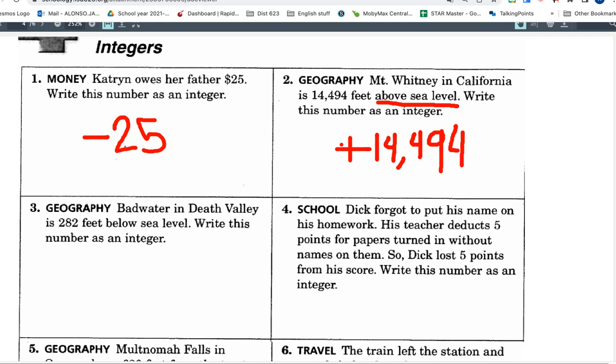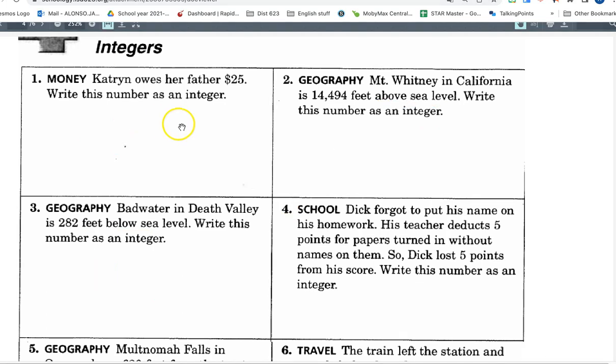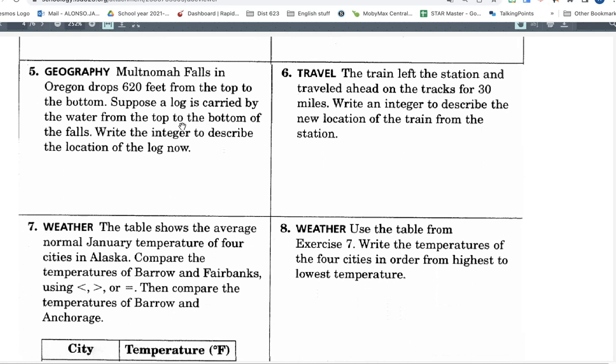Badwater in Death Valley is 282 feet below sea level. So we're going to write negative 282. All right. We're going to skip that one. I don't want to give you too much either. I'm going to move on.